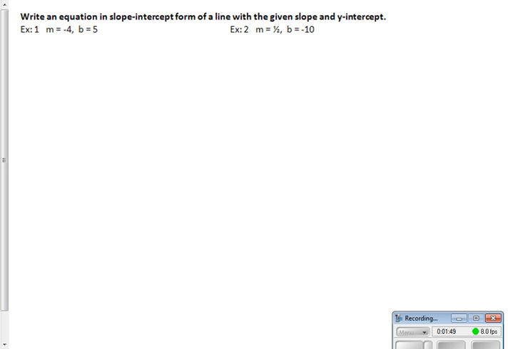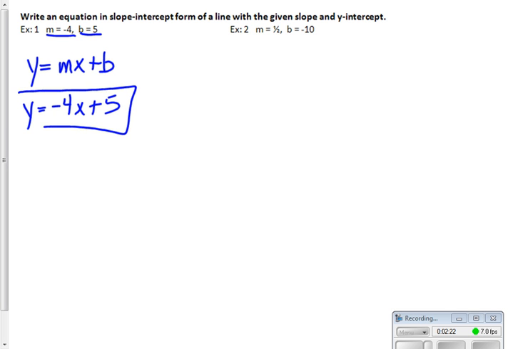Two examples here. It says write an equation in slope-intercept form of a line with the given slope and y-intercept. So slope-intercept form is y equals mx plus b, and you're just getting in the habit of writing it in this form. So in example 1 it tells you that m is -4 and b is 5. So you're going to say y equals m, in for m is -4, x plus b, and b is 5. So this is slope-intercept form. -4 is your slope and 5 is your y-intercept.